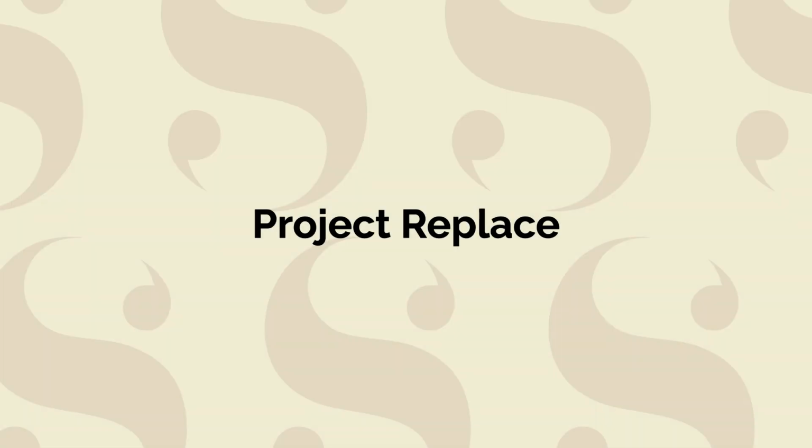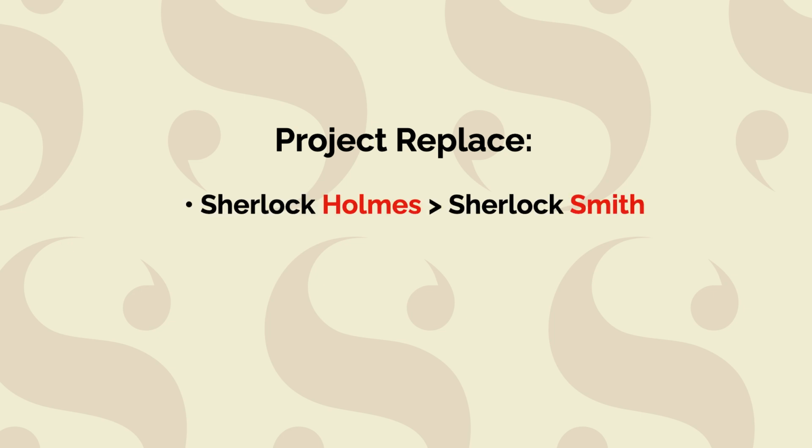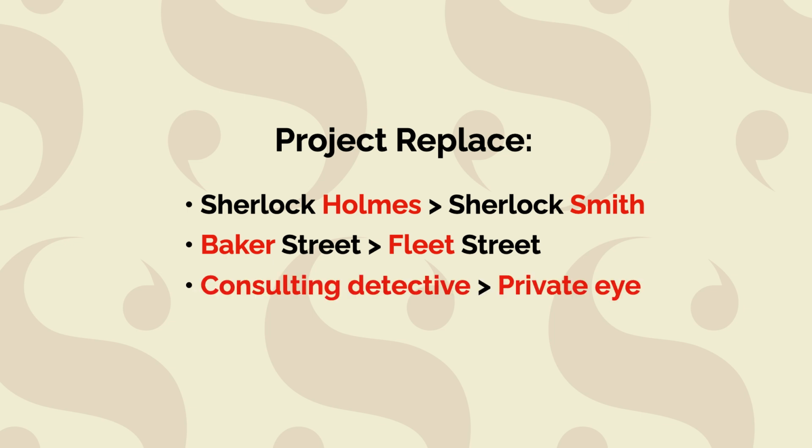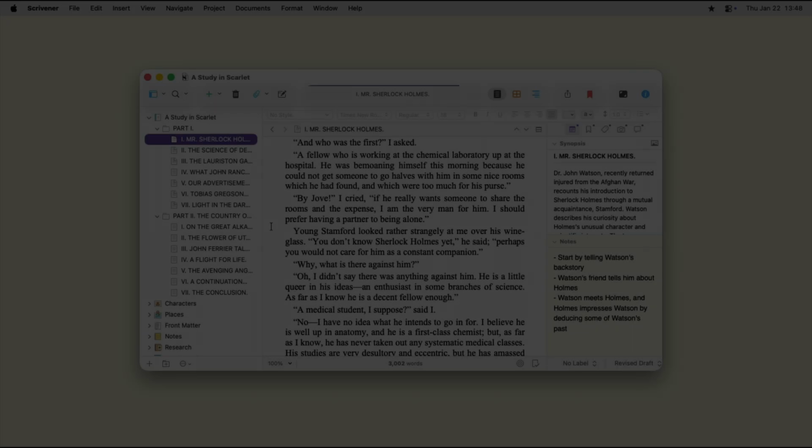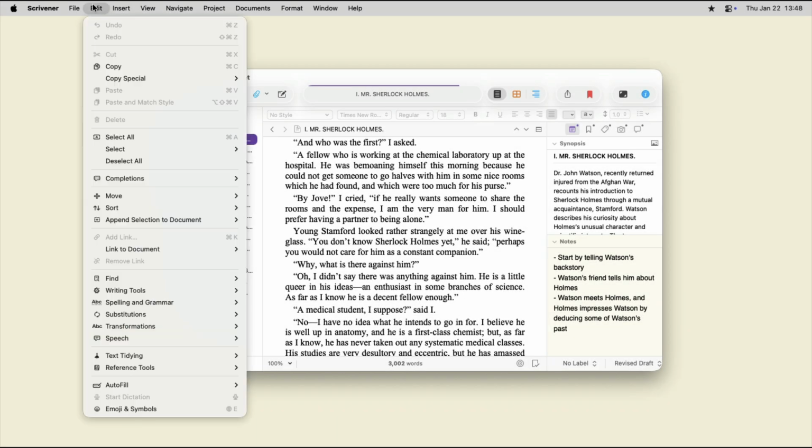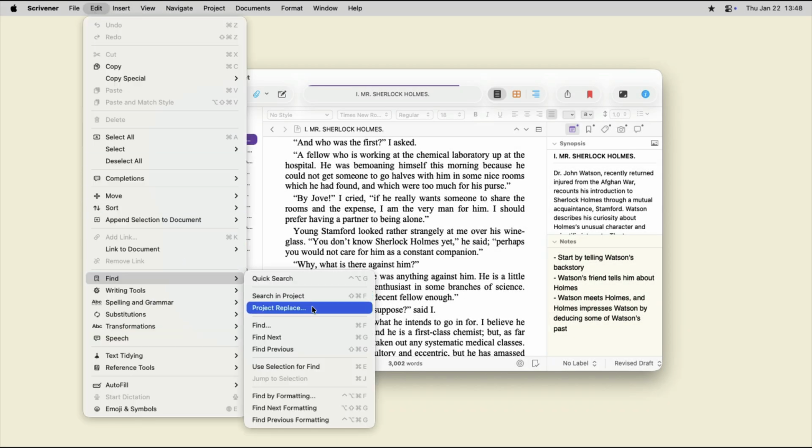With Project Replace, you can find and replace words or phrases throughout your entire project, not only in its text files, but also in other elements. This is useful if you decide to change the name of a character or location in a novel, or change specific terminology that appears often in your work. Choose Edit, Find, Project Replace.